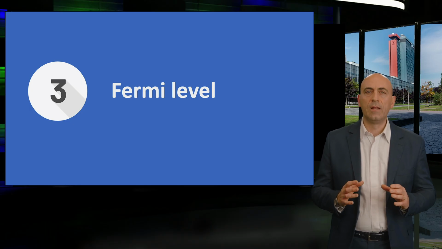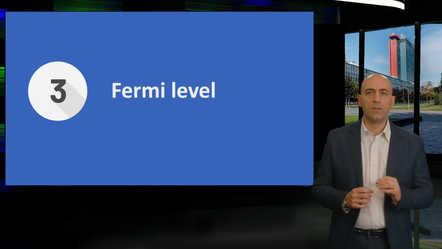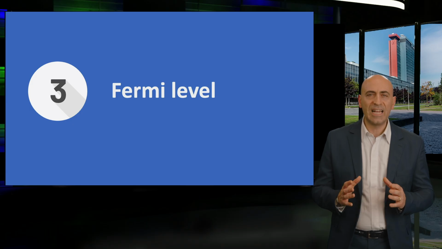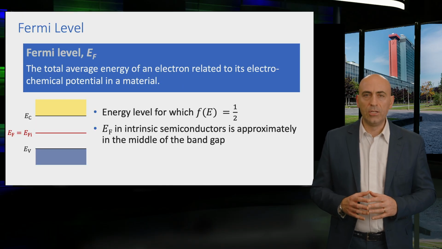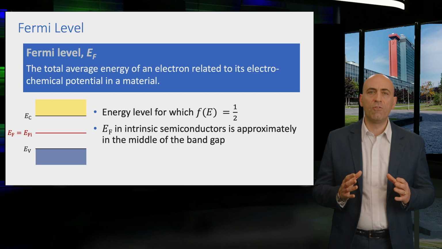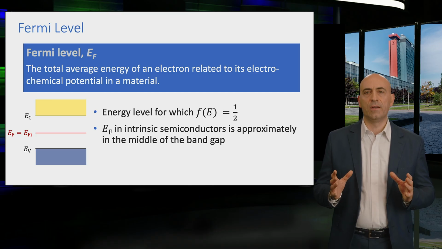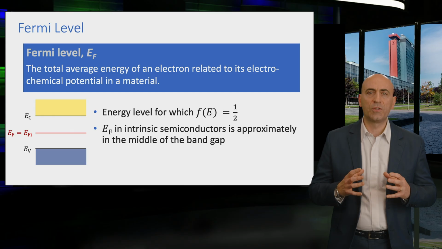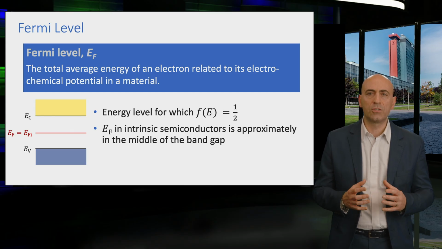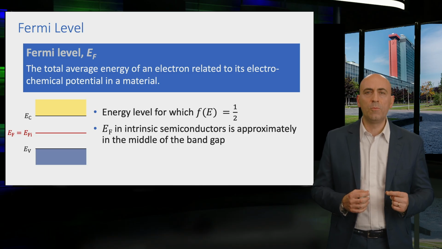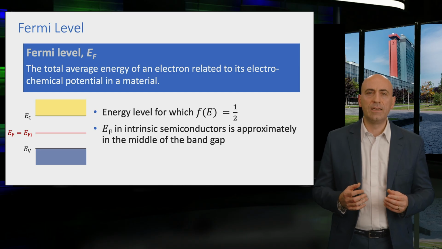Before we go any further, let me explain a very important concept, the Fermi level. So what exactly is the Fermi level? In general, it represents the total averaged energy of the valence electrons of a material. This energy considers the electrochemical energy of all the electrons in the conduction and valence bands. From the Fermi-Dirac distribution function, we can easily calculate that the probability that the energy level corresponding to the Fermi level is occupied is 0.5. The position of the Fermi level in an intrinsic semiconductor is close to the middle of the band gap.